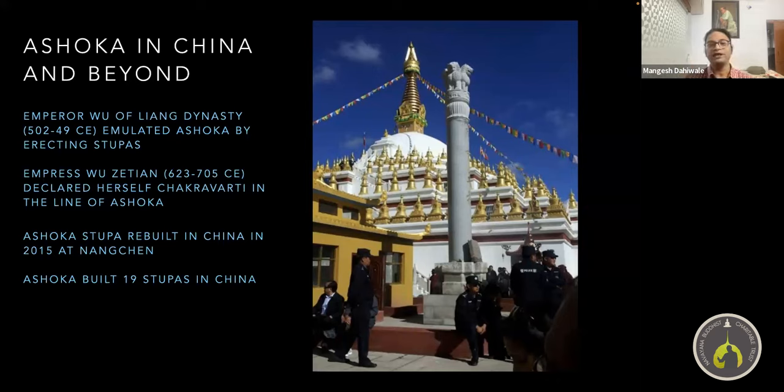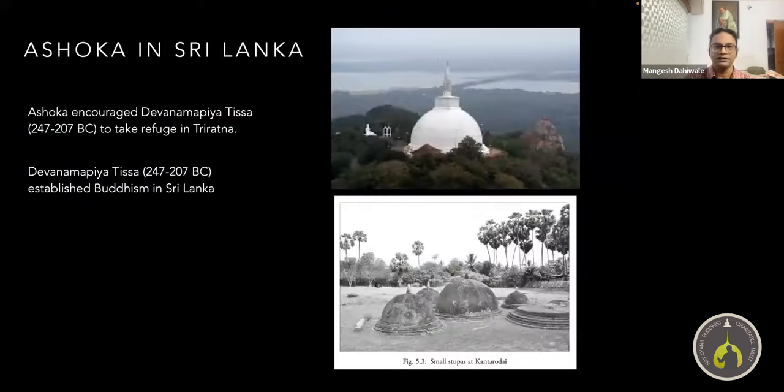And the Ashoka stupa was rebuilt in China in 2015 at Nangchen. This is the Drukpa tradition of Tibetan Buddhism, which has rebuilt the Ashokan stupa. There were, of course, 19 stupas in China built by Ashoka, according to the legend.